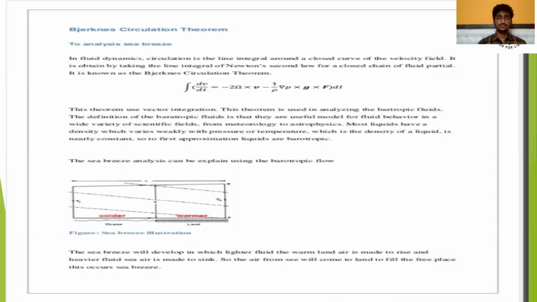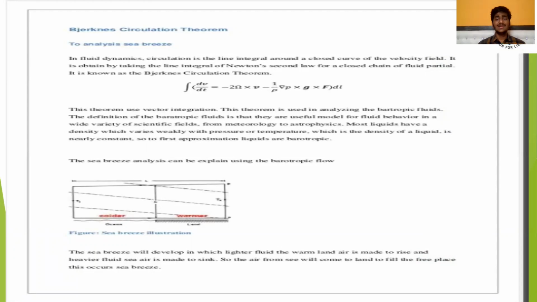Bjerknes circulation theorem, to analyze sea breeze. In fluid dynamics, circulation is the line integral around a closed curve of the velocity field. It is obtained by taking the line integral of Newton's second law for a closed chain of fluid particles. It is known as Bjerknes circulation theorem: the integral of dv/dt equals minus 2 omega times v minus 1/rho grad p dot dr. This theorem uses vector integration.